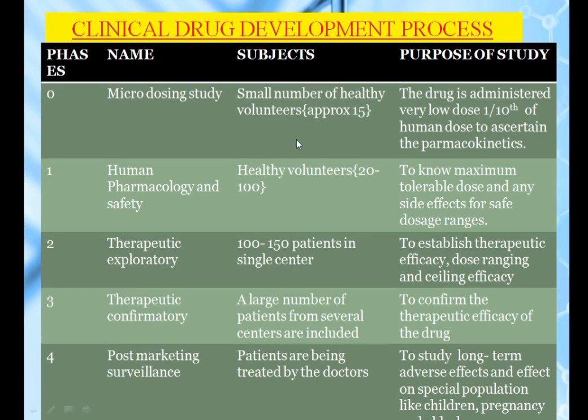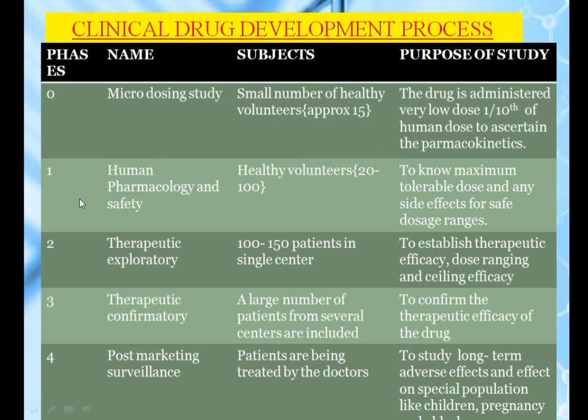A small number of healthy individuals or volunteers are taken, approximately 15, not more than that. The drug is administered at a very low dose, that is 1/10 of the human dose, to ascertain the pharmacokinetics of the drug. That is similar to the preclinical studies.